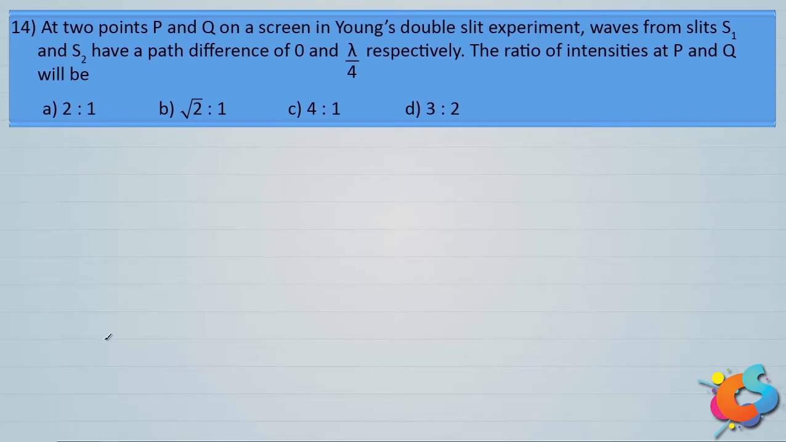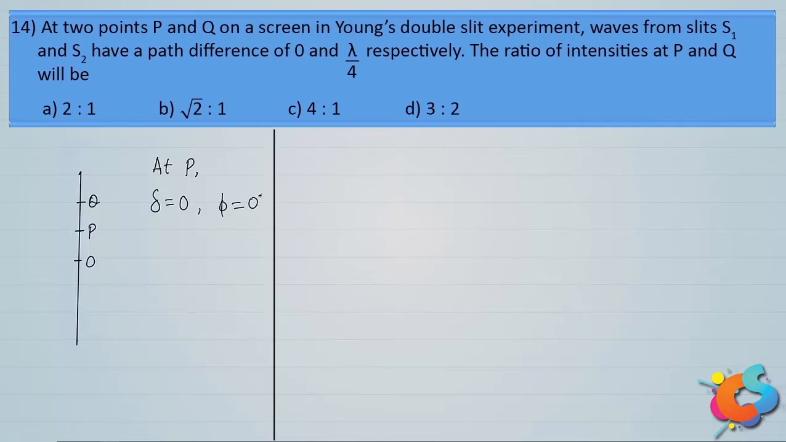Let's draw the screen first. Now, if this is the center of the screen O, let's consider two different points P and Q on the screen. Just don't worry about the positions of these P and Q. This is just for representation on the screen. Now, at P, it is mentioned that the path difference between the two interfering waves is 0, and we know that when path difference is 0, phase difference should also be 0. And you can find out the intensity at P. Next, similarly, at Q, the path difference is given to be delta is lambda by 4, using which you can find out phase difference as well.